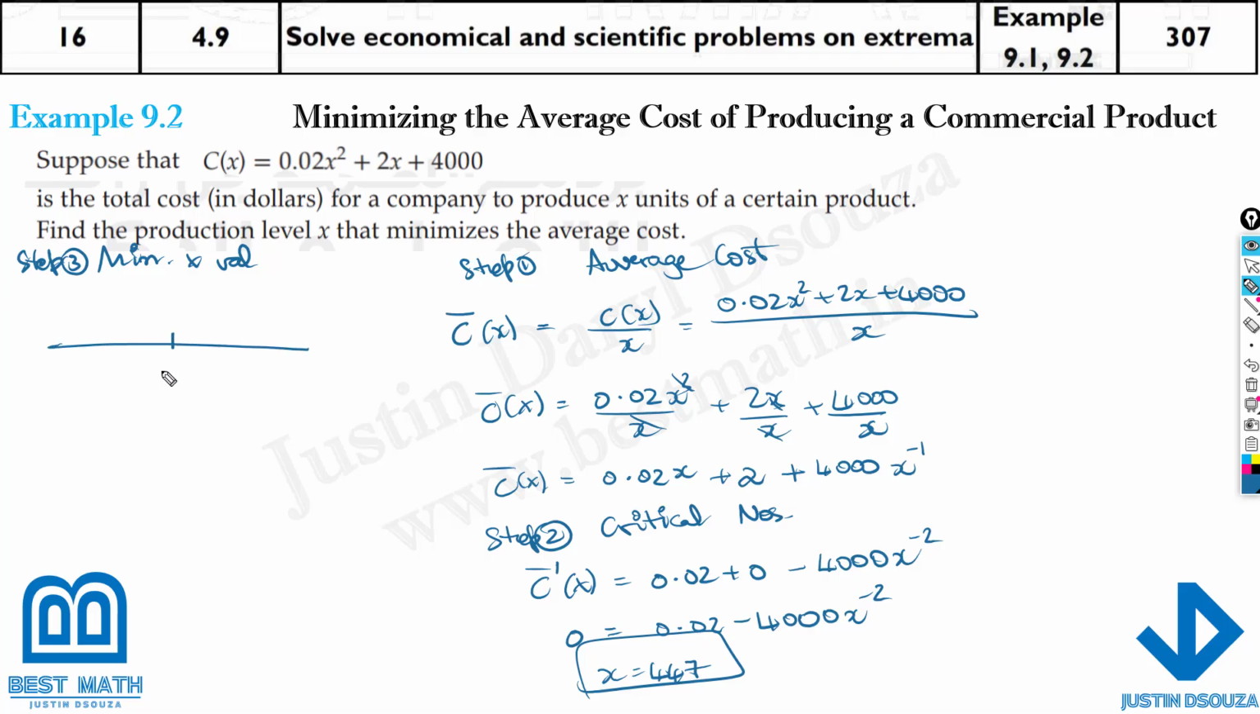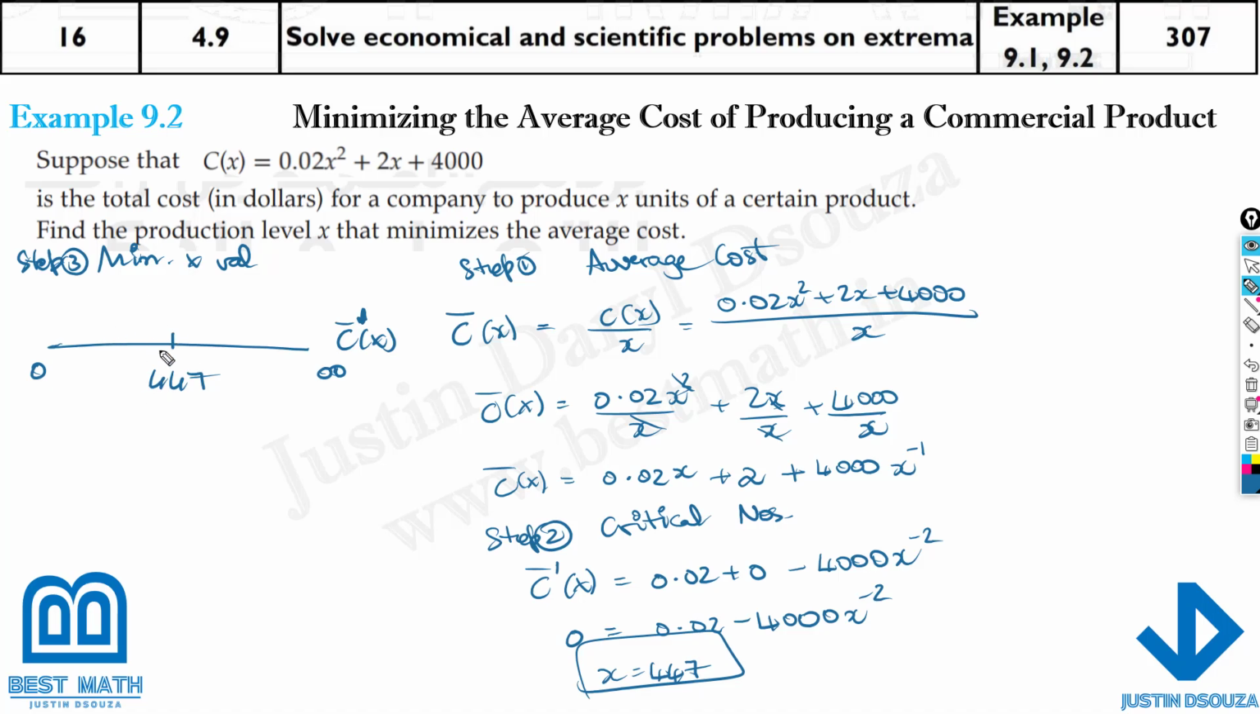So let's see, the x value is 447. More than that, it goes until infinity. Here it will go until minus infinity. But since we are dealing with products, some units, we can't take negative values. We have to take from 0 to 447, 447 to positive infinity. And what is this function? This function is about the derived function, the average derived, that is C-bar dash of x.